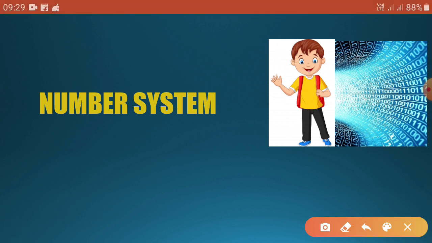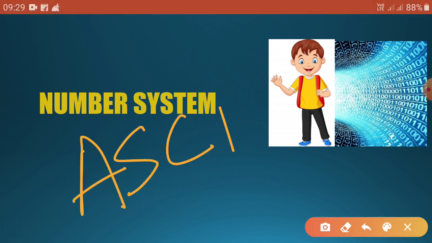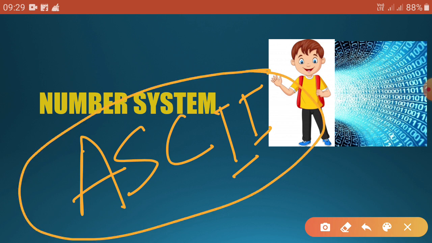ASCII. That is ASCII. This is the numeric format. So what is the full form of ASCII? ASCII means American Standard Code for Information Interchange. It is a code for representing 128 English characters as numbers, with each letter assigned a number from 0 to 127. We will be discussing ASCII later.